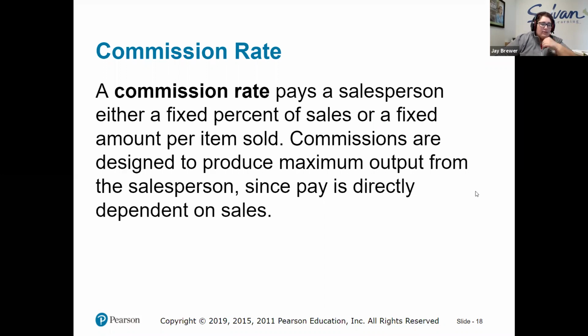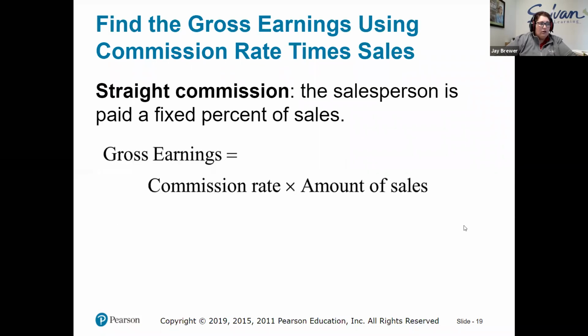There are a lot of jobs out there that will try and get you to see that doing a commission only job can be completely beneficial to you. I would not recommend a commission based job, but then again, that's me. So someone else might have another experience with that. Okay, find the gross earnings using commission rate times sales.